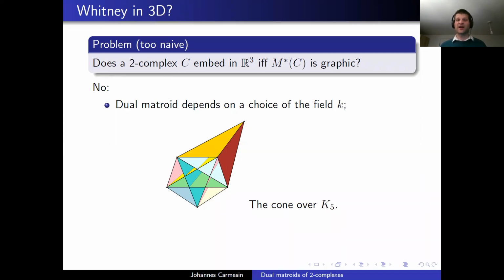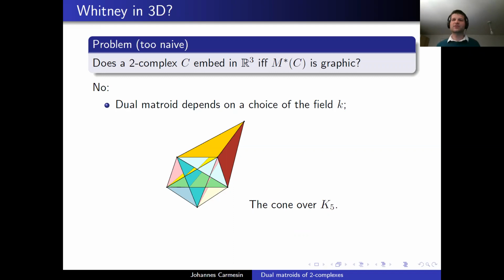And the reason why it doesn't embed is kind of the same reason why K5 does not embed into the plane. It's just kind of everything blown up by one dimension. And there's a very nice way to actually see that. If you take the cone over K5 and look at the top vertex, suppose there was an embedding, then you could take a small ball around that vertex, and each edge going to that vertex would intersect that ball in a point. Every face going through that vertex would intersect that ball in an edge. So you would have drawn K5 on the sphere, which you can't.